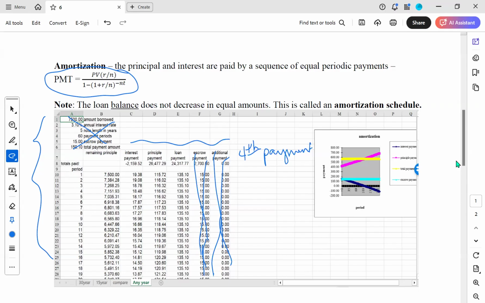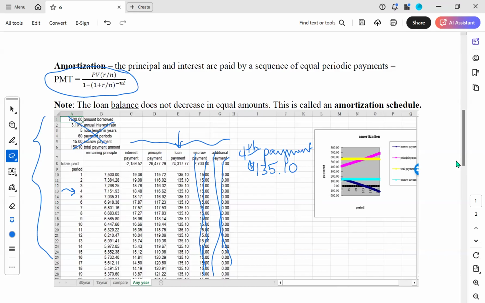So for the 4th payment, I will come down to my 4th period here. And then my payment, I would look across and it says loan payment. So I'm looking in my column and I'm looking in my row. And so that tells me that the 4th payment will be $135.10. And if you notice, all our payments are $135.10. Your payments should be the same every single time except for your very last payment. So that shouldn't be too bad of a read.